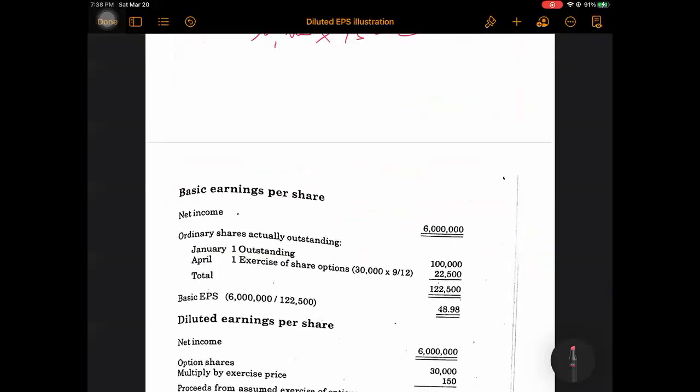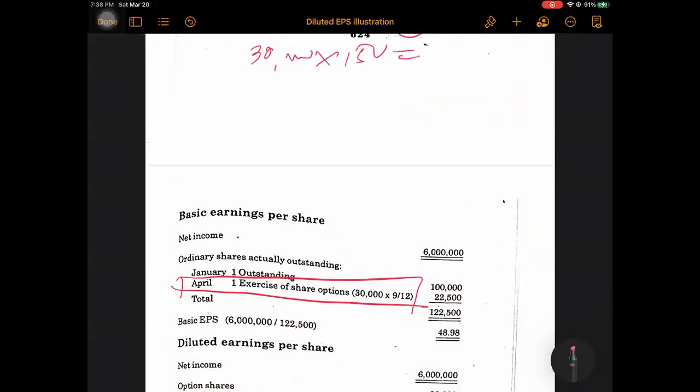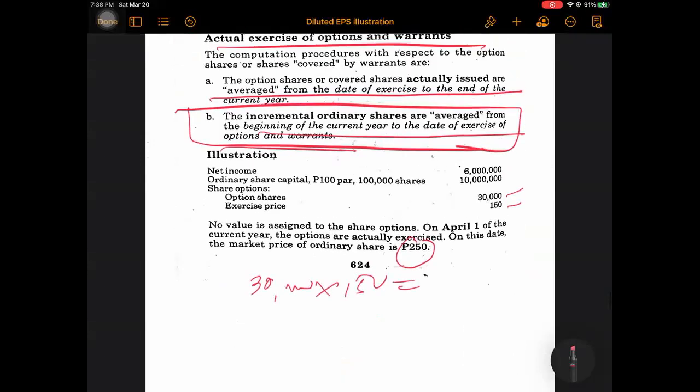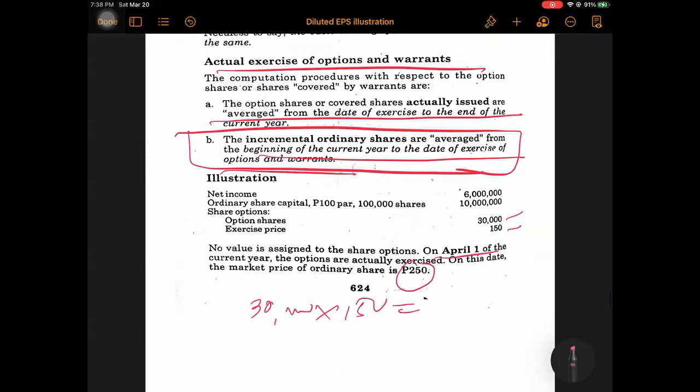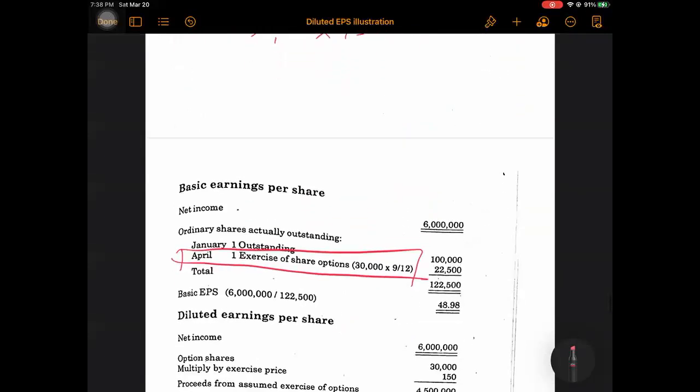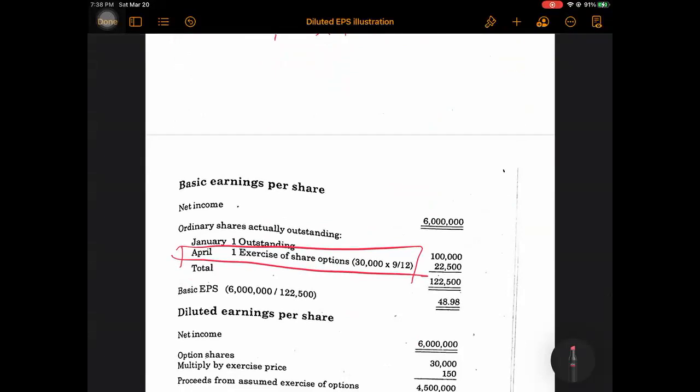Let's see the solution. For the computation of basic earnings per share, since there is actual conversion, we add the shares here. But we need to prorate because we need to compute the average. Since it was actually converted on April 1, that's 9 months over 12. So the average outstanding shares for basic earnings per share is 122,500. Divide the net income by this, and you have a basic earnings per share of 48.98.